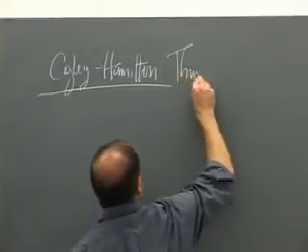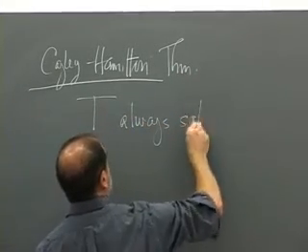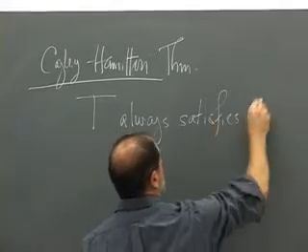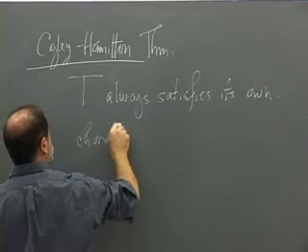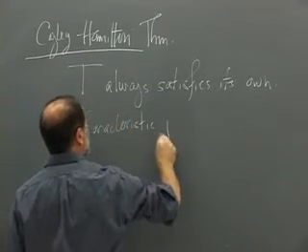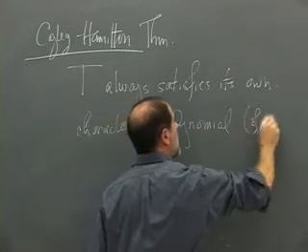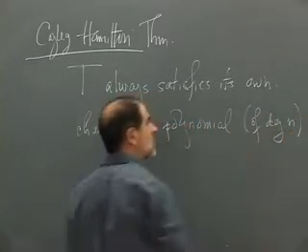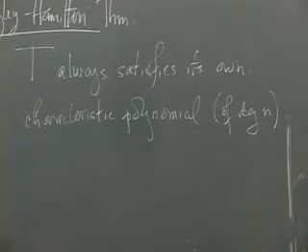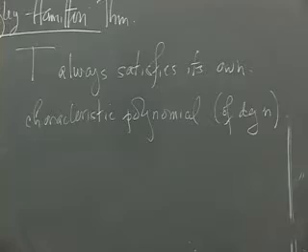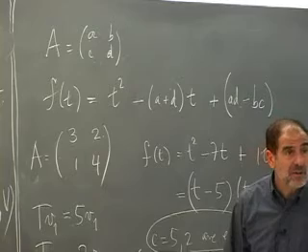It says, T always satisfies its own characteristic polynomial. And that's a polynomial of degree n. Isn't that cool? So in this case, it would say that if you took this matrix and you plugged it into this polynomial, you would get the zero matrix.